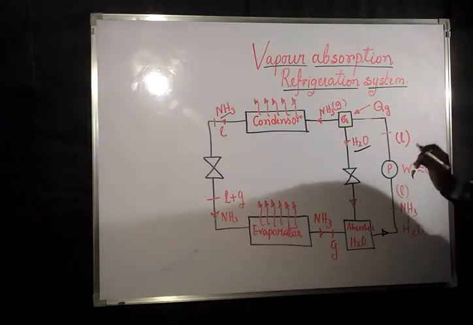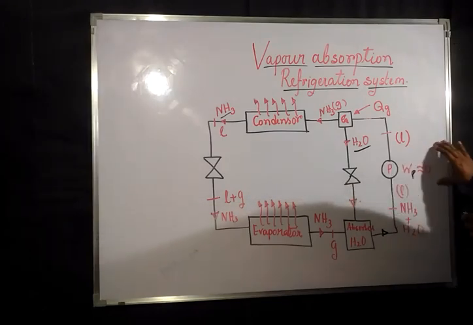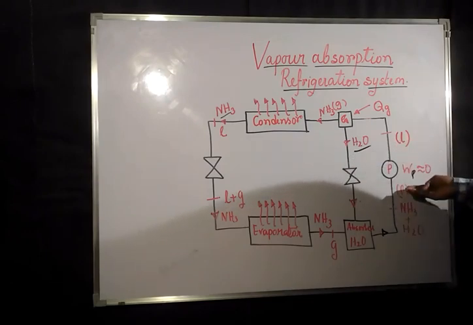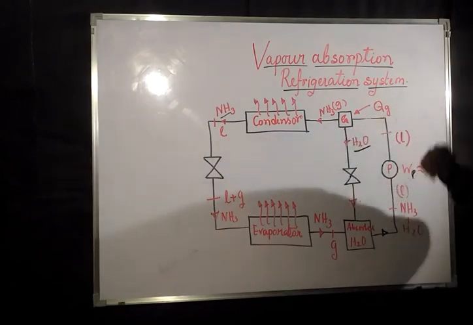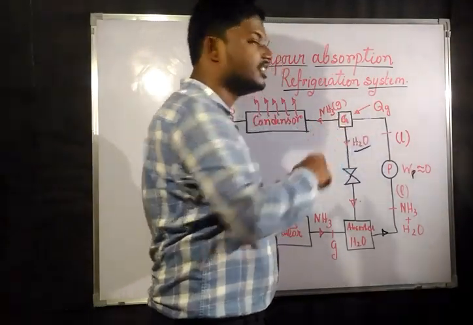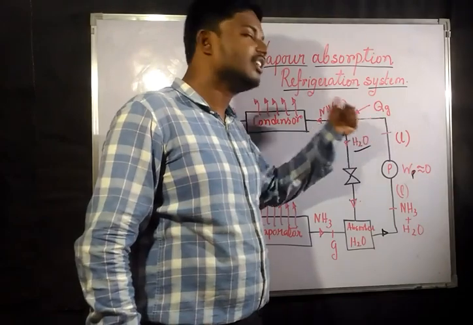Okay, or very less, so that we are converting into negligible. Now after the pumping, the liquid NH3 plus H2O is transferred into the generator. Okay, in the generator, what happens? We give an amount of heat Qg.